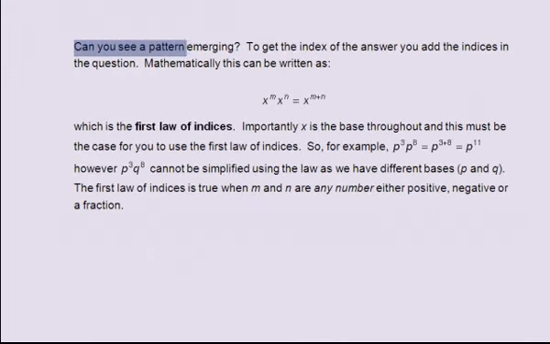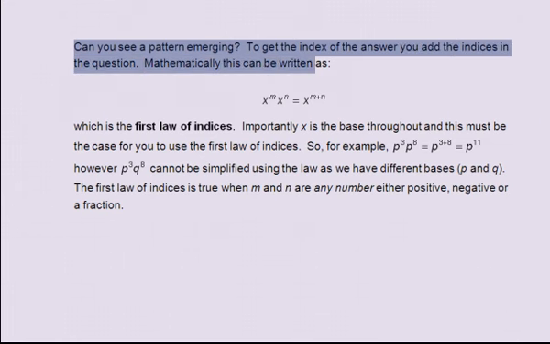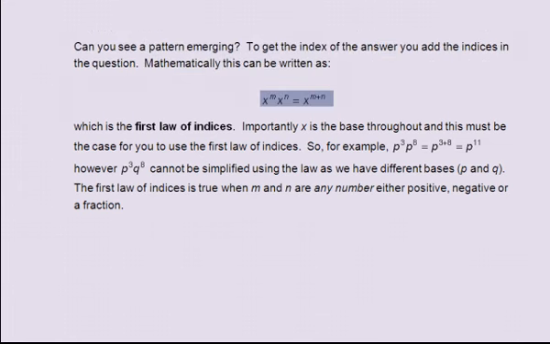Can you see a pattern emerging? To get the index of the answer, you add the indices in the question. Mathematically, this can be written as x to the power m times x to the power n equals x to the power m plus n, which is the first law of indices.